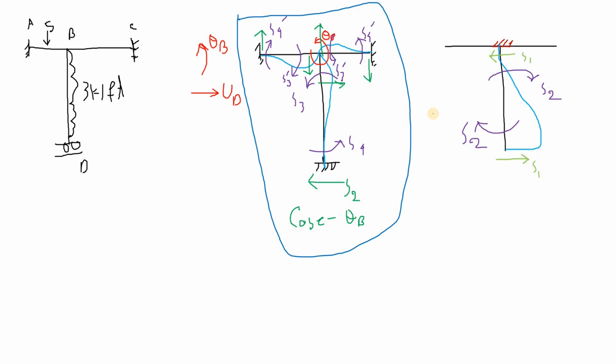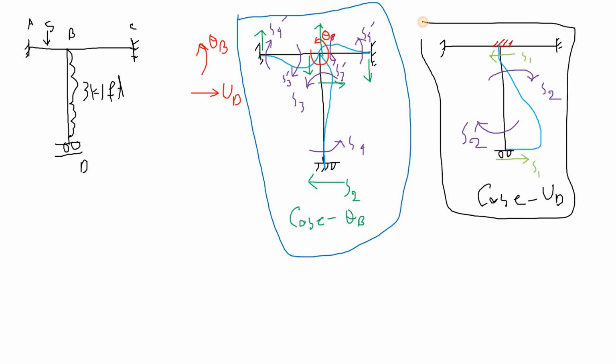So now we have two case diagrams that are ready. Oh, sorry, I did not get the proper supports on the other parts. There you go, we have a guided roller here and the fixed supports right over there. Okay, let's call this case UD. So we have case theta B and case UD drawn right over there. Now we can go and formulate our equations, the equations that are going to help us solve this problem.